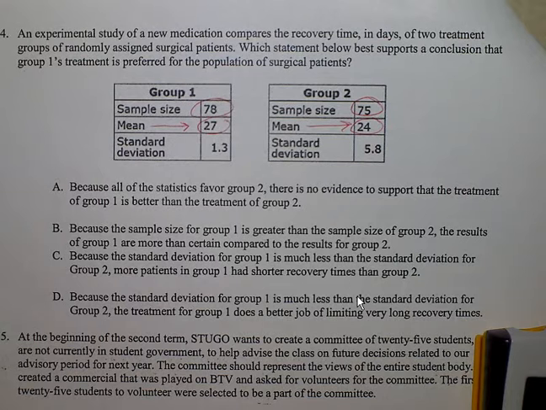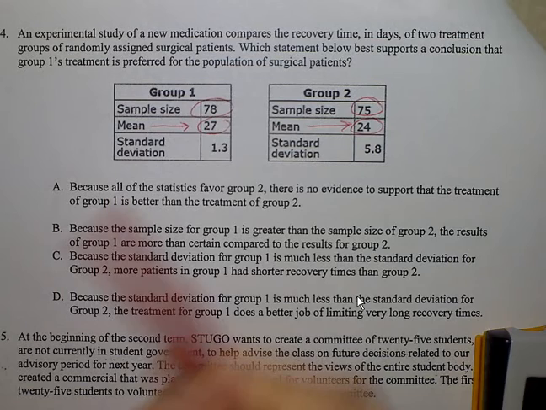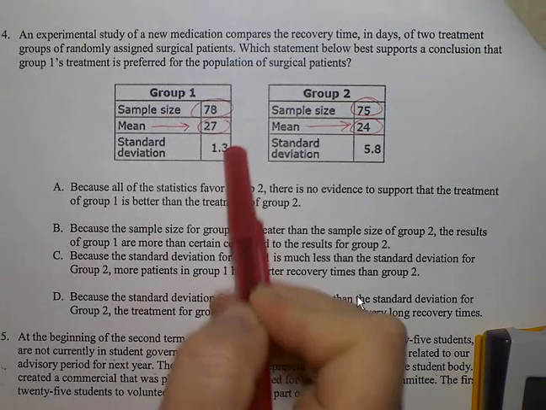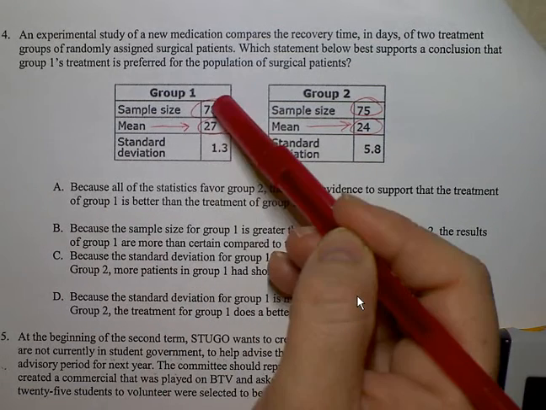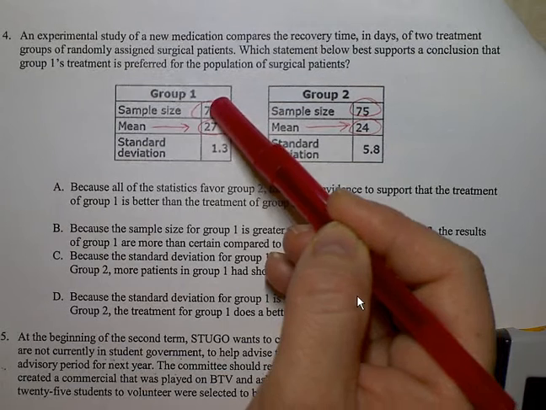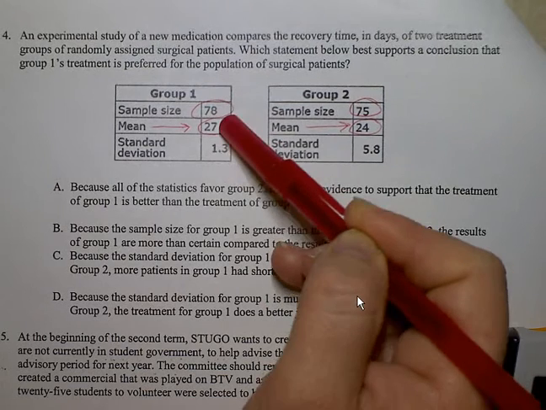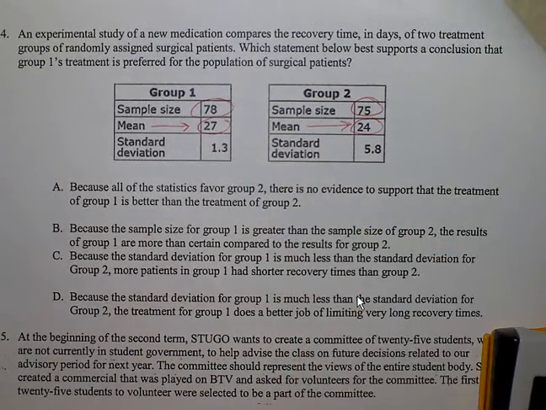How many of you see the word standard deviation? You're not exactly sure what that means. Standard deviation means how spread out are the data points from the average. So the average is 27. This means that the amount of recovery days for these 78 patients is really close to 27. So they're not spread out too far from the average.